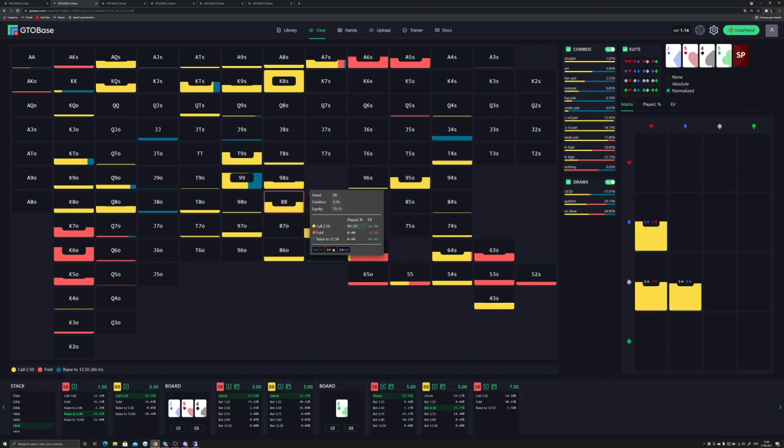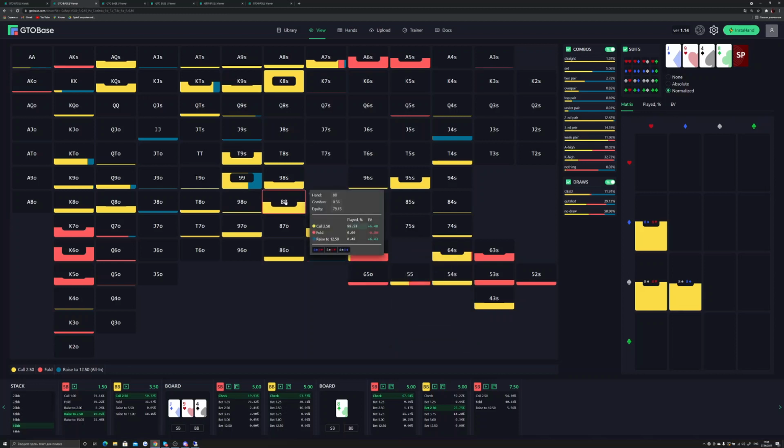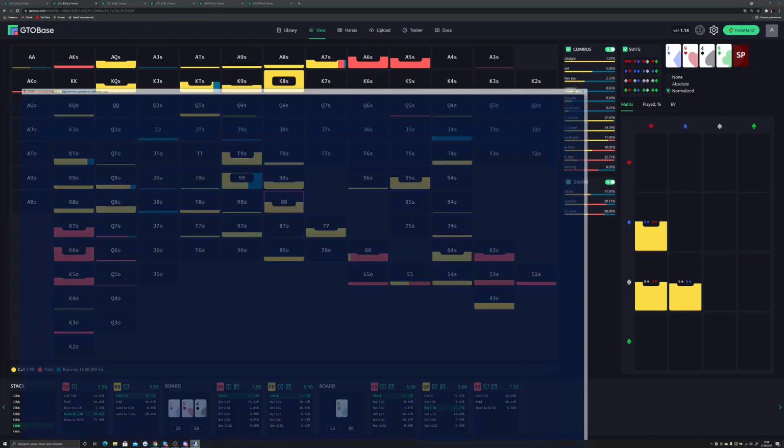By the way, it's interesting that with pocket eights we never check shove or check raise against a bet, we just check call. Well, to be honest, I'd prefer check shoving this hand in a real game, and we see that the EV difference between shoving and calling is not that big. But then again, we have to think why do we ever call this hand? Why do we have to call according to the solver?